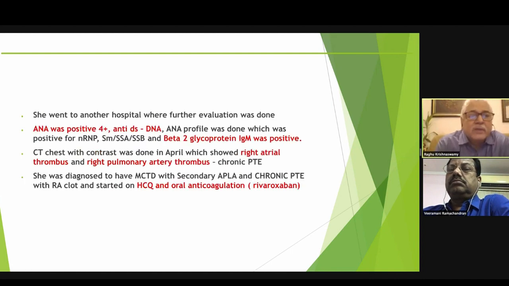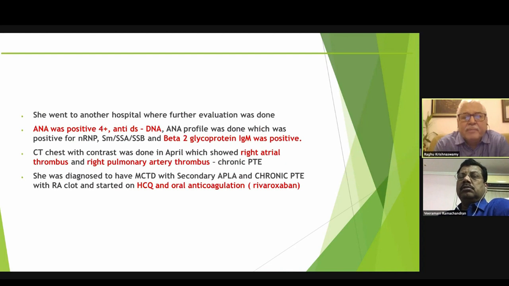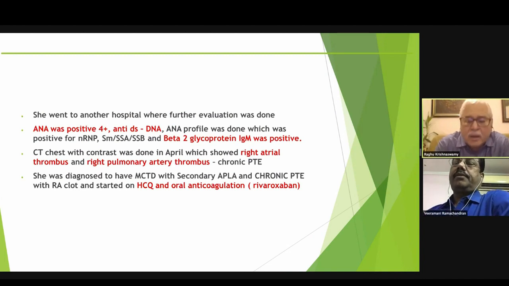With all this, she went to another hospital where she underwent evaluation. Obviously, she went to a rheumatologist because of her joint pains, and there further evaluation was done, where they found that she was positive for the ANA and anti-double stranded DNA. The ANA profile was done, which was positive for nRNP, smooth muscle, SSA, and SSB profiles, and beta 2 glycoprotein.